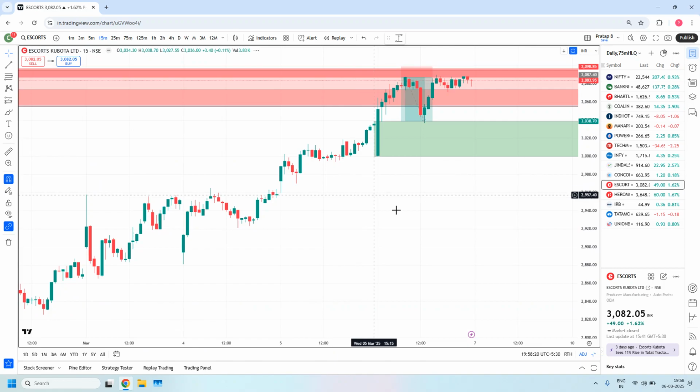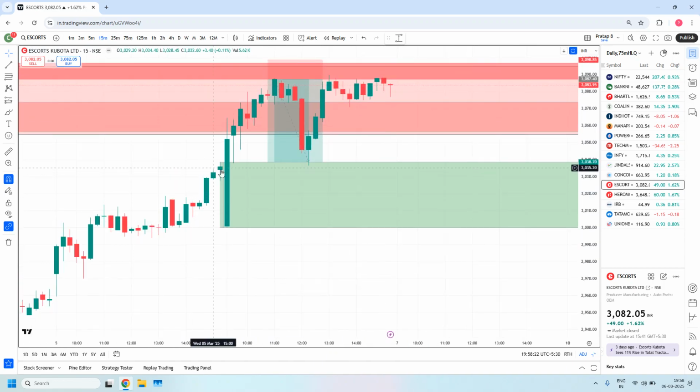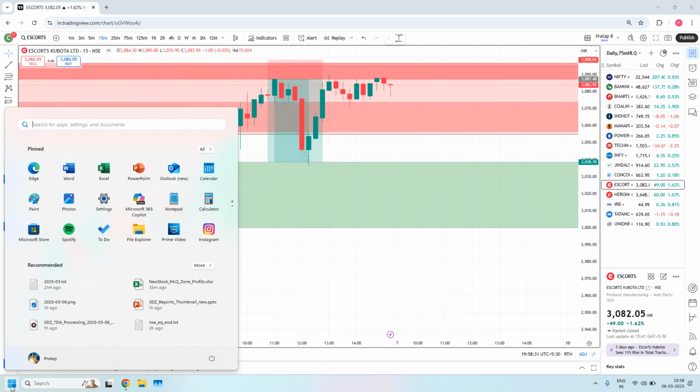Go to 15 minutes time frame. See here, you have a rally, 2 base candles and a rally candle. Till this 15 minutes area it reached. And what is the profit it has given? Let me open the Excel sheet.